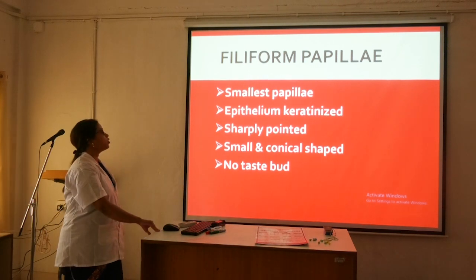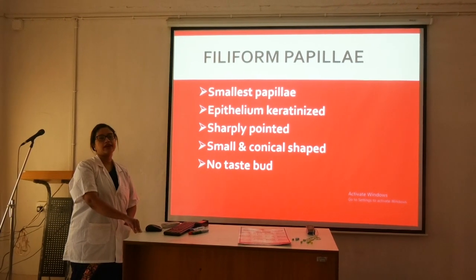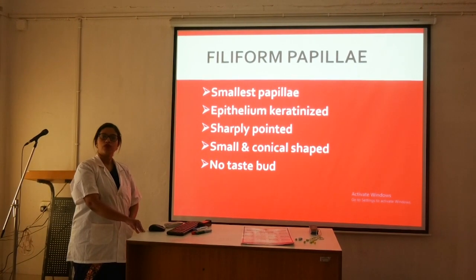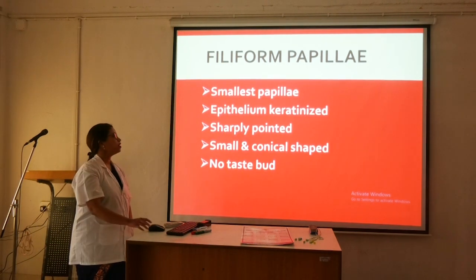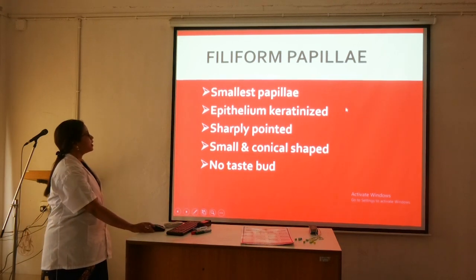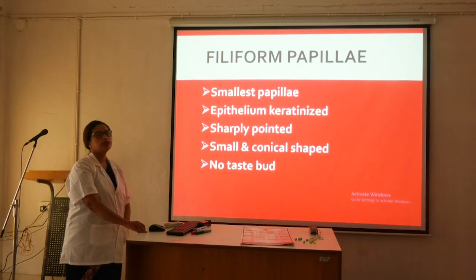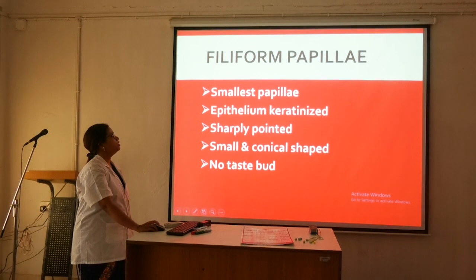Next, it is small and conical in shape, with no taste bud. Here there is no taste bud at all. These also come as MCQs. So: smallest papilla, epithelium is keratinized, sharply pointed, small and conical in shape, and there is no taste bud. That is the filiform papilla.